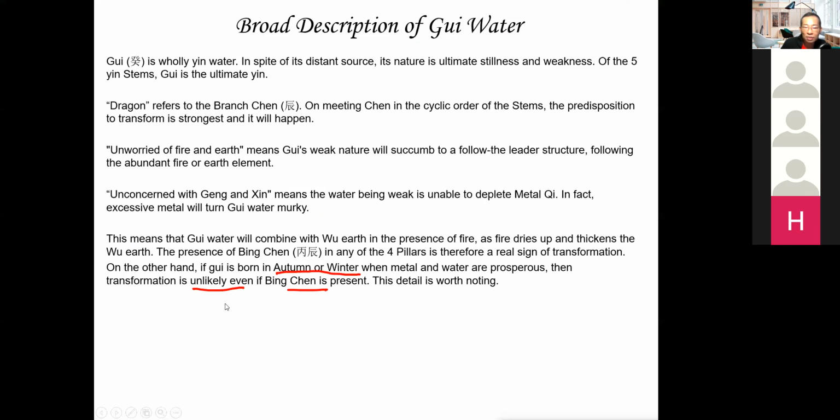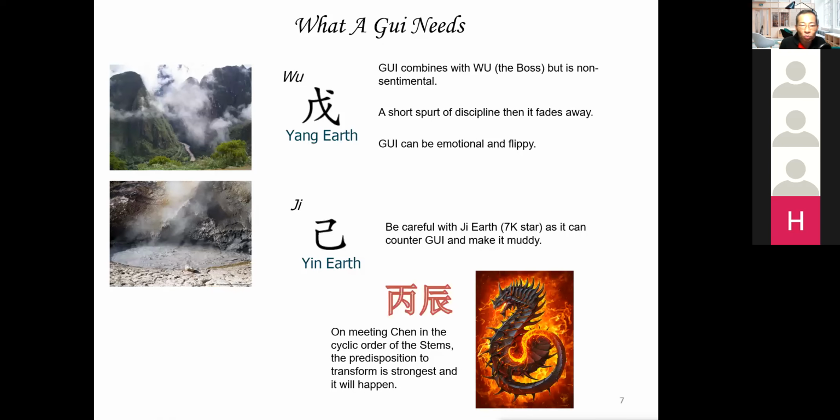Then the Kueh is born in winter, prosperous, transformation unlikely. Even though you have it, there's no real sign of transformation. No real sign of transformation. Because this transformation is to fire, which is wealth. It is wealth to the Kueh water. Therefore, that's to be. But you never know. You have to see. But if it's present, then you have to wait for the season, wait for the luck pillar to come, wait for other aspects or other manifestations that come into place.